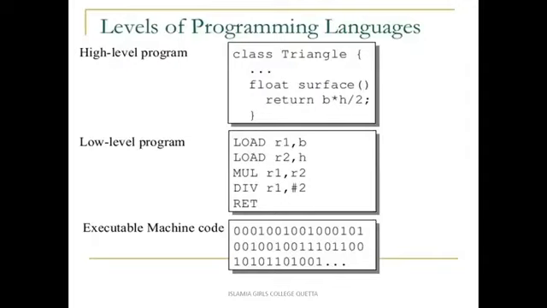Now, this is an example. Here you can see the code which is written in the high-level program, and you can see the words like class and triangle, float, surface, and you can also see the mathematical symbols used in this code. And this is the code which is written in the assembly language. And this is the executable machine code. So you can see in this example that this code is easier for humans to understand as compared to the low-level program and the executable machine codes.